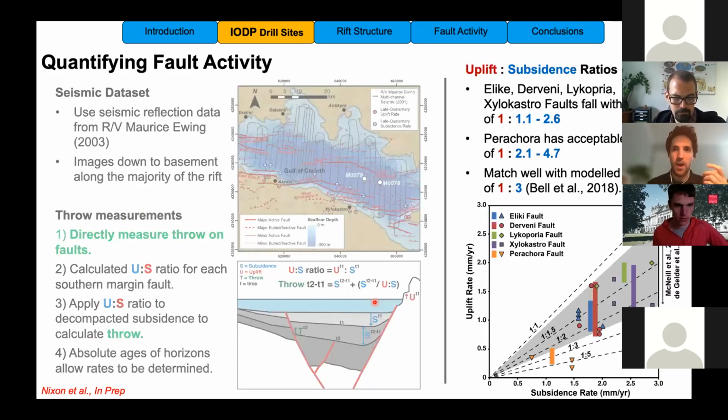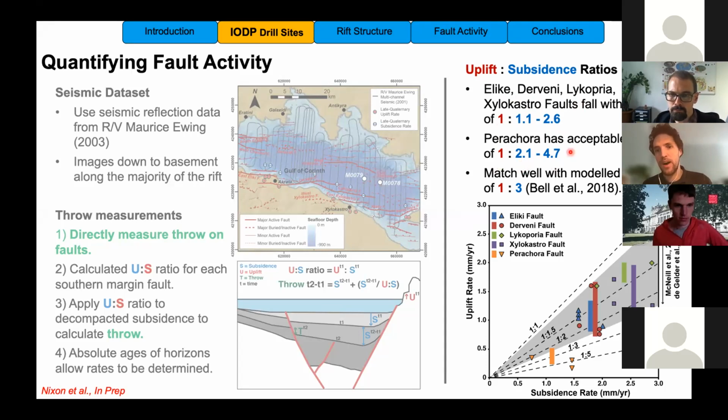And just to give you an idea of the kind of uplift subsidence ratios that we were able to calculate for these major faults, for the Aliki, Derveni, Likoporia and Xylokastro faults, which are essentially these ones here. So I'll move my cursor along. We had a range of 1.1 to 2.6. So that's 1.1 to 2.6 subsidence to 1 uplift.